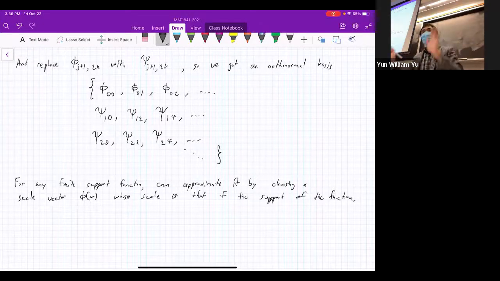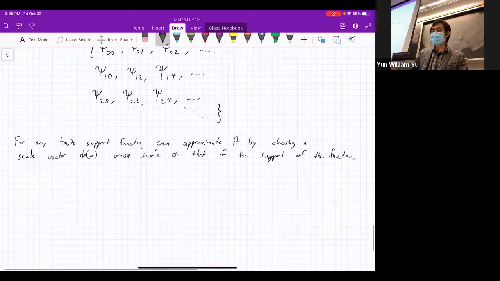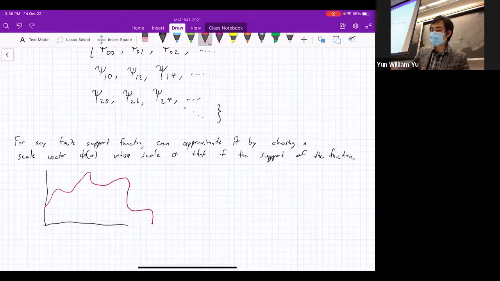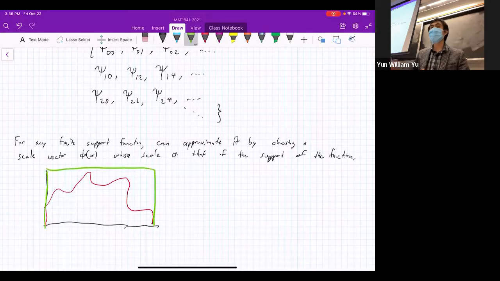Right, so what do I mean by that statement? What I mean is, if I have some function that looks like something crazy, oh, I need to actually draw a function. If I have some function that looks like something crazy, but it has finite support, then instead of choosing our normal blocks, which look like that, all we have to do is choose a scale function that has support like that.